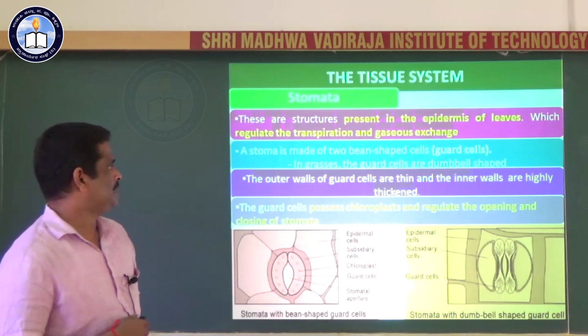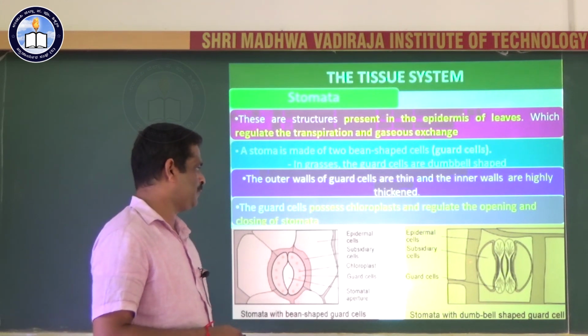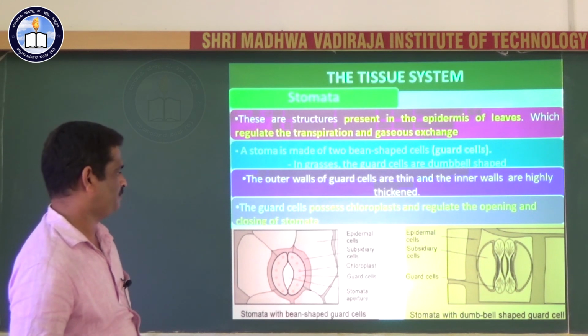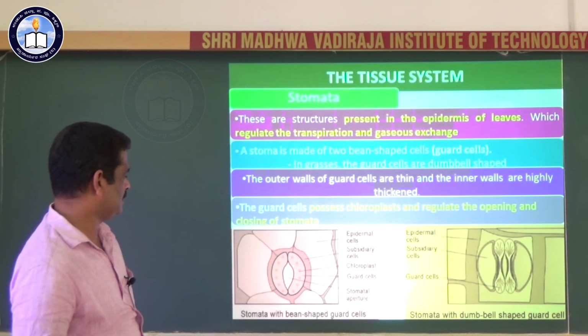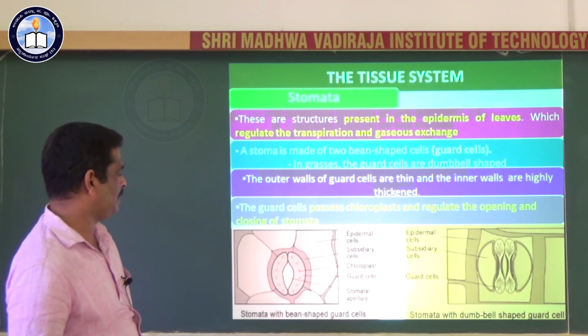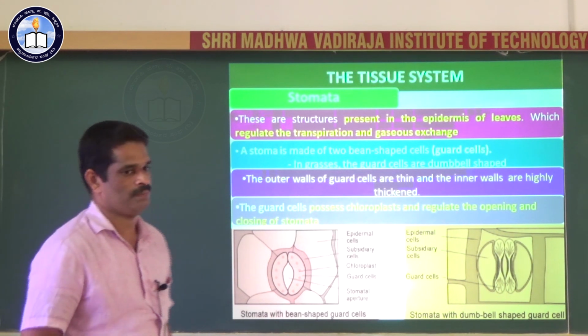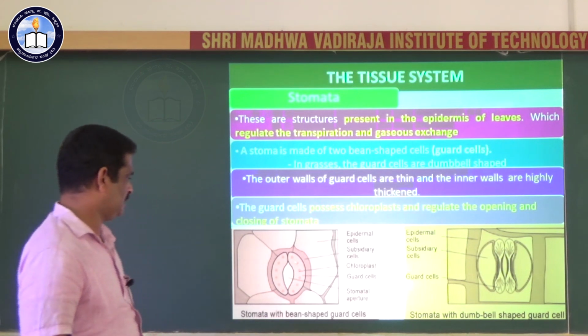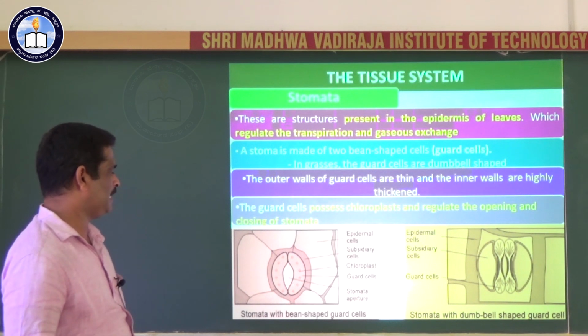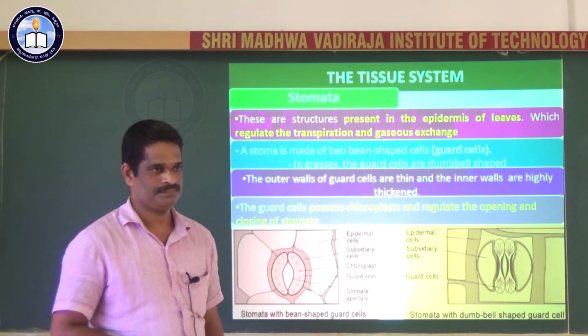The stomata is formed of two bean-shaped cells, called the guard cells. What is a stomata? Stomata is nothing but the guard cells with the stomatal aperture, that is what we call the stomata. Say this is the guard cell, two guard cells are there surrounding an aperture. So this aperture and the two guard cells together form the stomata.